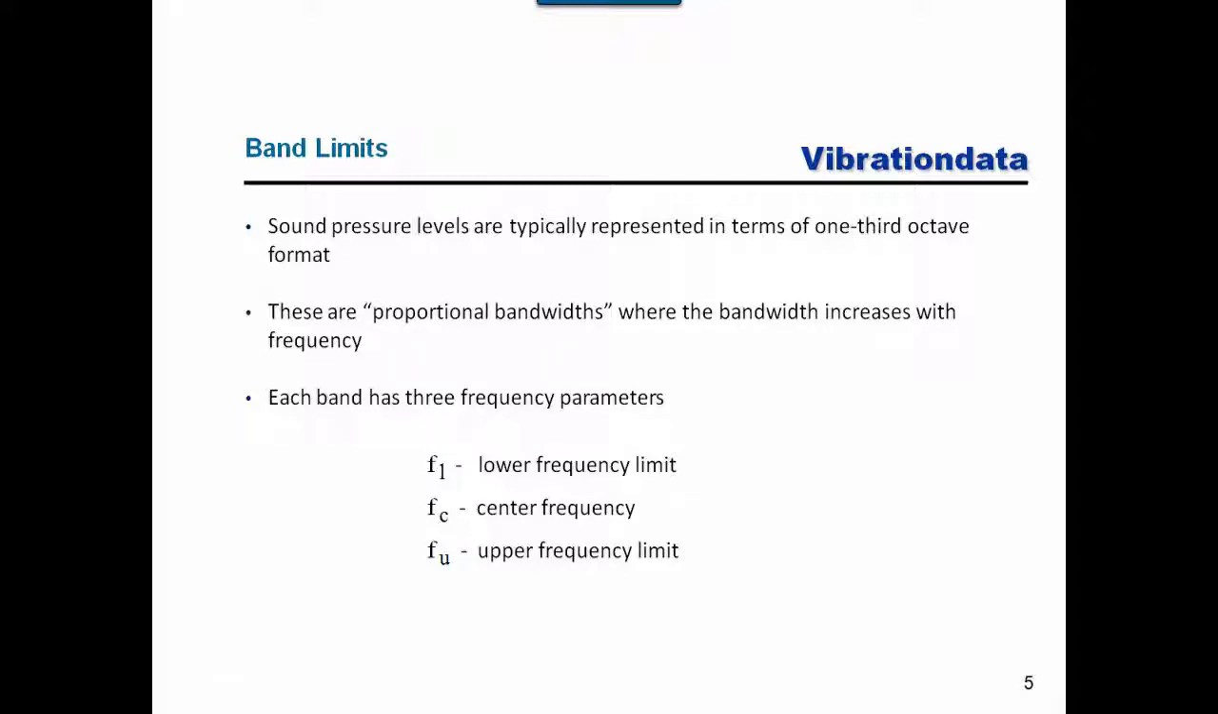Let's talk about these 1/3 octave bands that we're going to be using. These are proportional bandwidths where the bandwidth increases with frequency. The higher up we go in frequency for that center frequency, the greater the bandwidth will be. Each band will have 3 frequency parameters. The lower frequency limit will be FL, FC is the center frequency, and FU is the upper frequency limit. Those are the 3 frequency parameters that describe each band. These bands are going to be taken as consecutive bands that are non-overlapping.